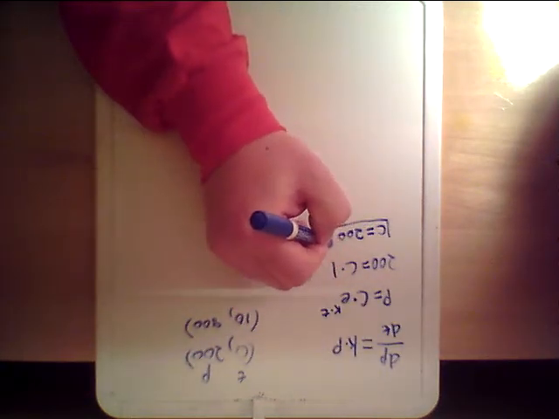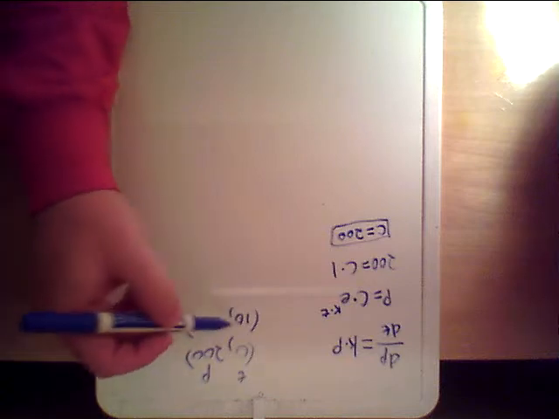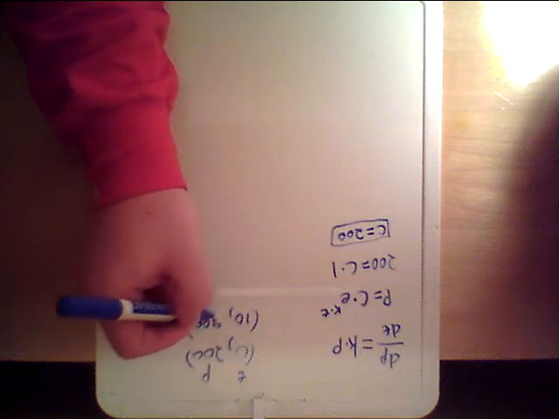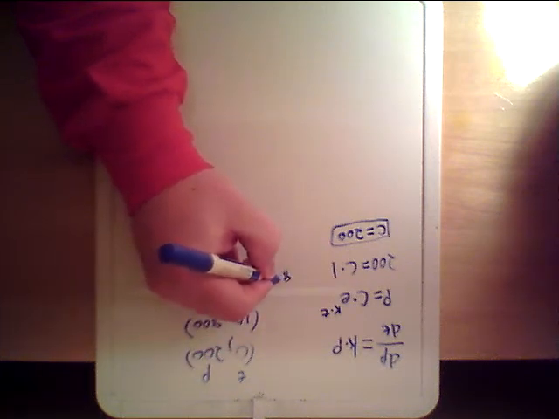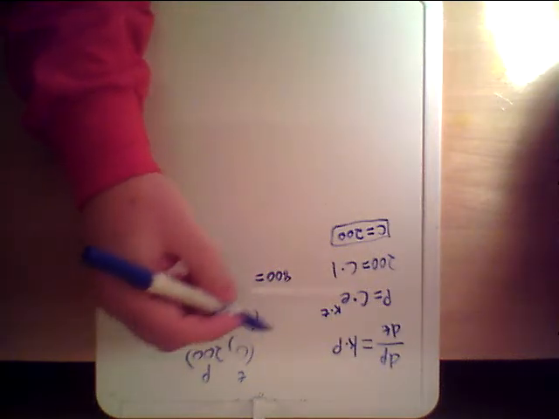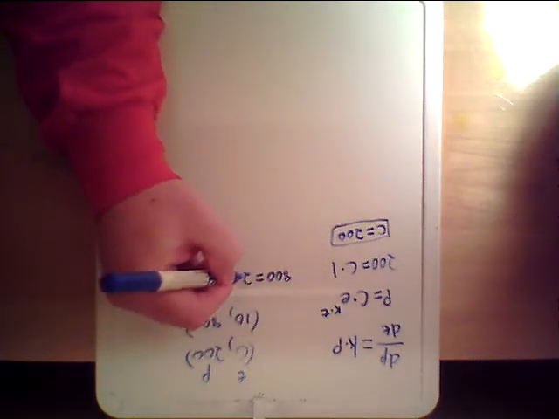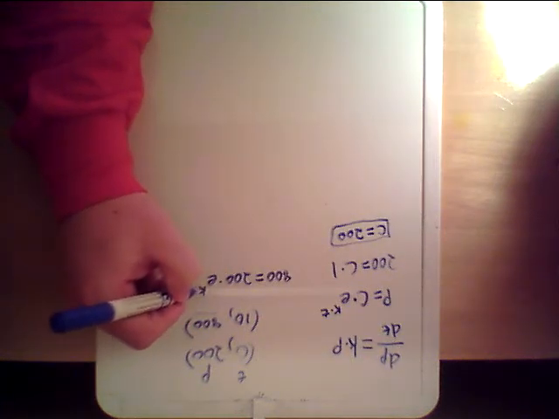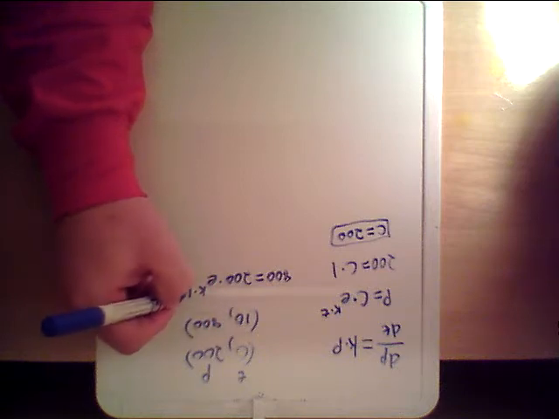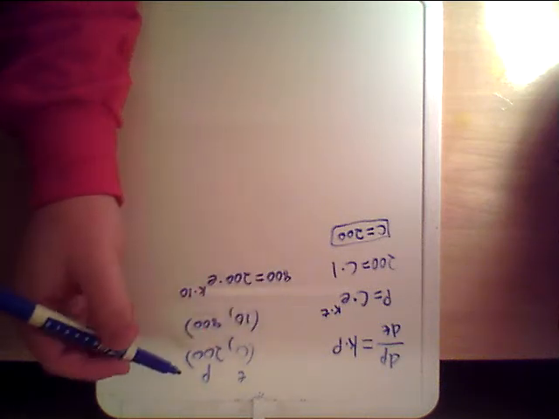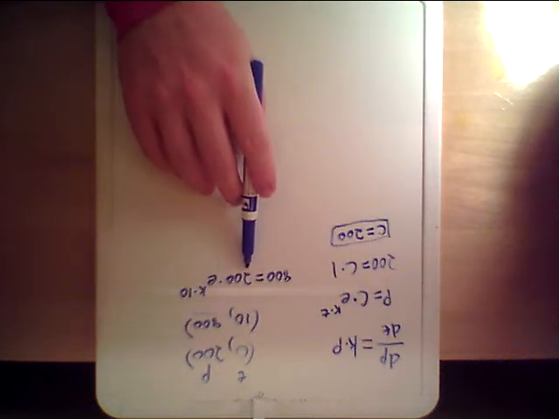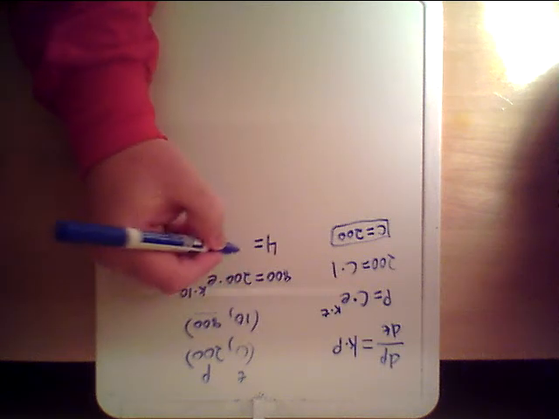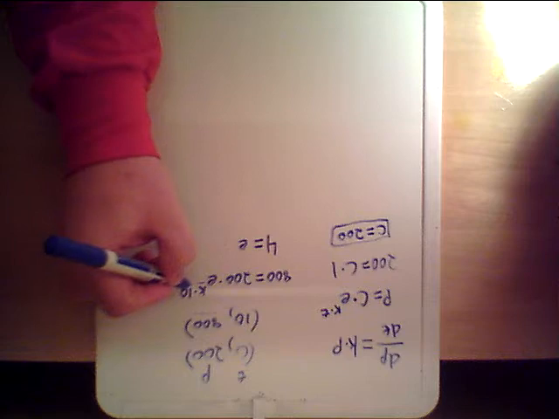So we know that C is 200. Now all we have to do is solve for K. And we use this second set of data here. So P would be 800. So 800 equals C, which we now know is 200, 200 times e to the K times 10, because T equals 10 in this case. Okay, let's get this e all by itself by dividing both sides by 200. 800 divided by 200 is just 4. So we get 4 equals e to the 10K.